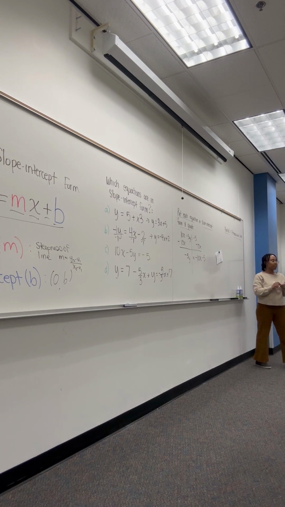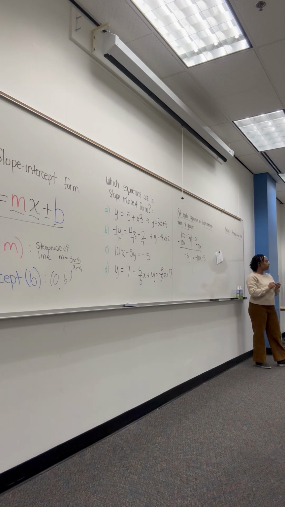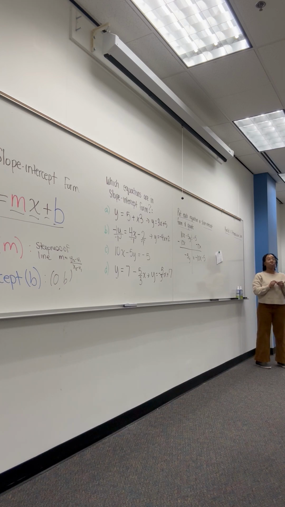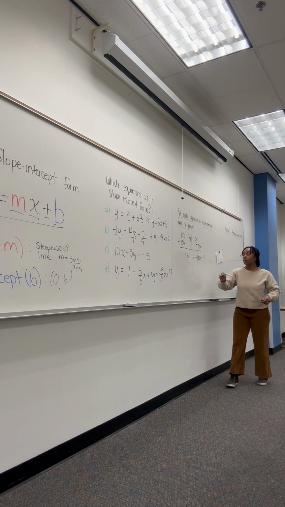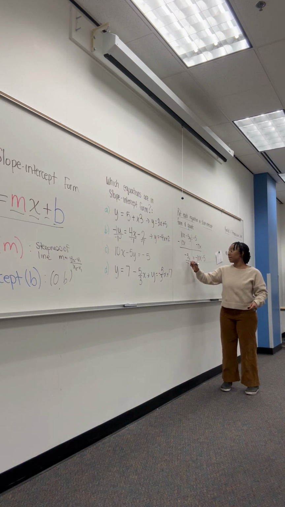Is this in slope-intercept form? I see yes, I see no. What's wrong with it? Because the y is negative. Yeah, the y has what next to it? The negative 5. So we would divide everything by this negative 5.